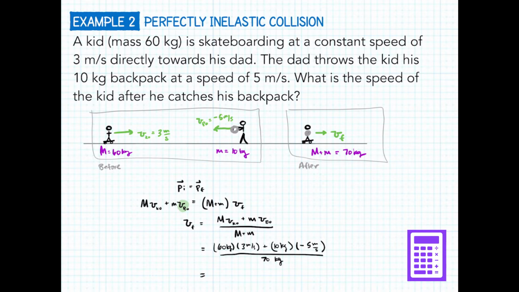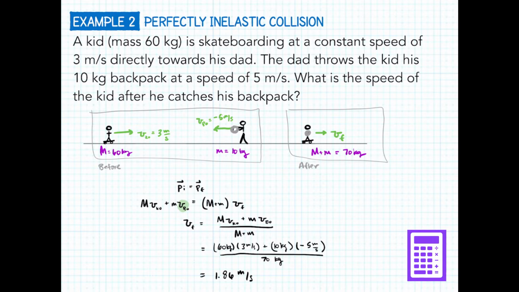And before we even get to the final speed, do you expect it to be larger or smaller than 3 meters per second? Smaller, right? Two reasons. One, there's more mass, and two, he's throwing the backpack really fast in the opposite direction, okay? There's some passive-aggressive dad things happening here. But yeah, so we're expecting it to be less than 3 meters per second, and it turns out it is 1.86 meters per second.